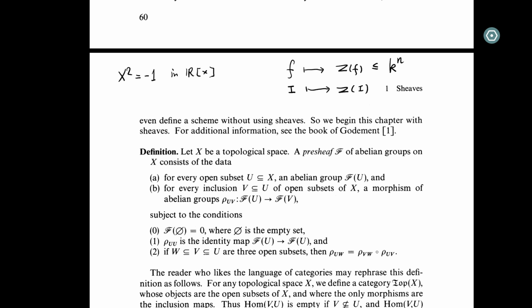So you say for this x squared -1, if my field is R, in this one-dimensional case, the zero set is empty.